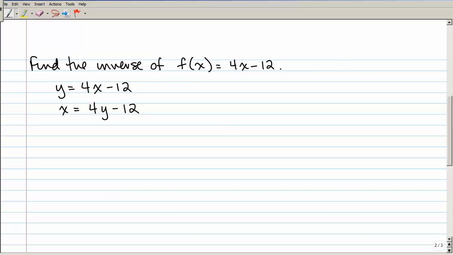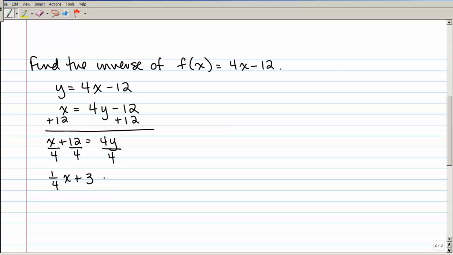Now I need to solve this equation for y. In other words, isolate y, get it all by itself on one side of the equal sign. To do that, I'll start by adding 12 to both sides. And that gives me x plus 12 equals 4y. And now divide both sides of the equation by 4. And x over 4 is the same as 1/4 x, plus 12 divided by 4 is 3, equals y.